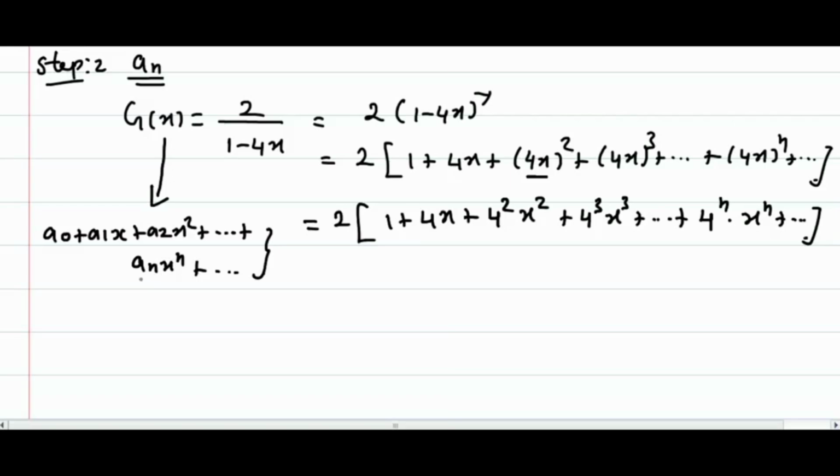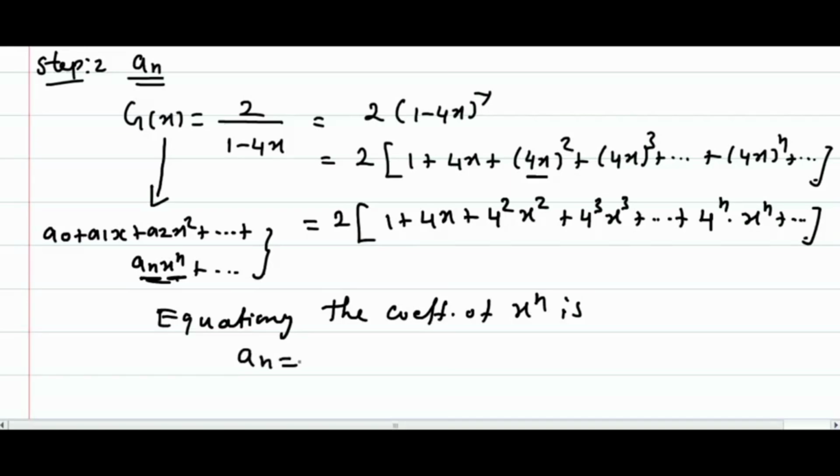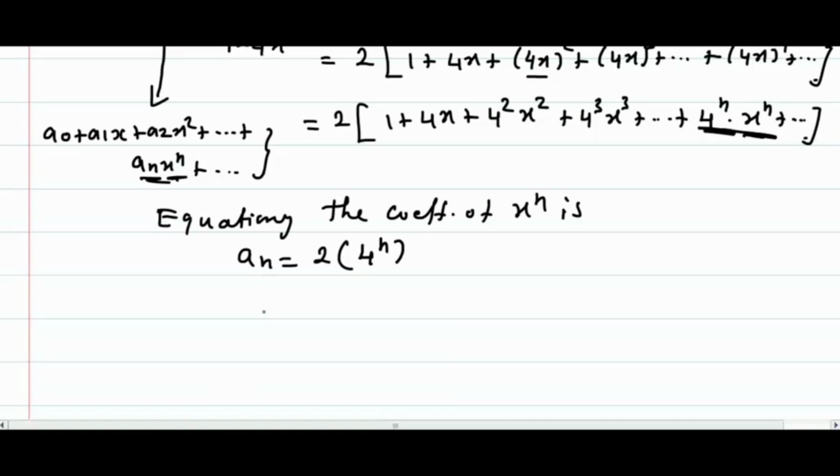Okay, so we need only the nth term, so we equate the coefficient of x power n. On the left hand side, the coefficient of x power n is a n. That is equal to the right hand side, 2 into the coefficient of x power n, which is 4 power n. So this is nothing but the general solution of the given equation, that is a n equal to 2 into 4 power n.